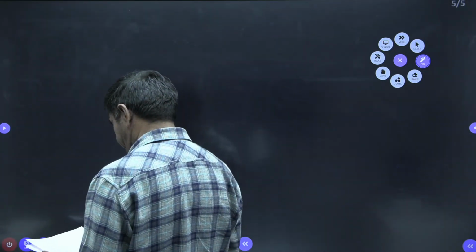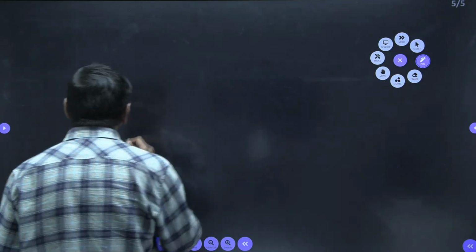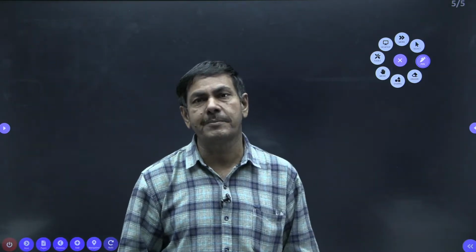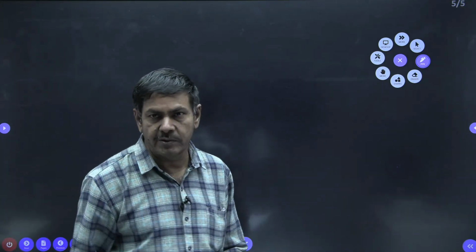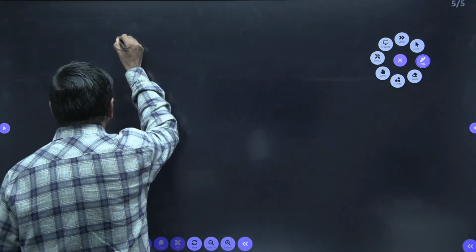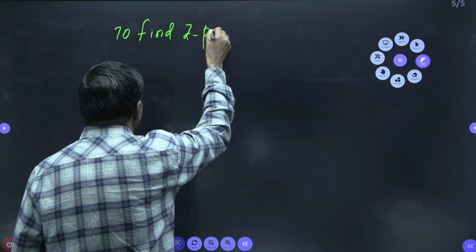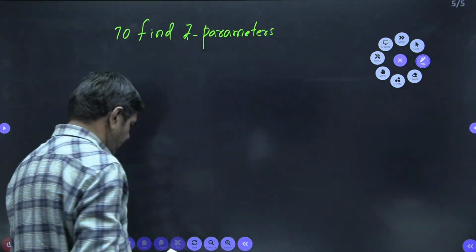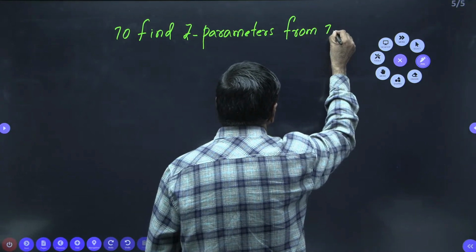Next one. The next rule required is to find Z parameters from the T network. Sometimes in the problems, they will give one T network, and by giving the T network they are going to ask to find out the Z parameters. How we need to calculate Z parameters from the T network is more important. Just I want to give the conditions, then after you will see the problems. To find Z parameters from the T network.